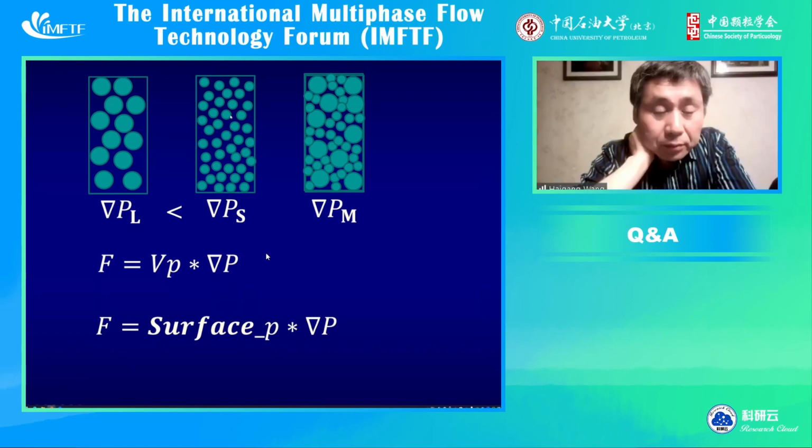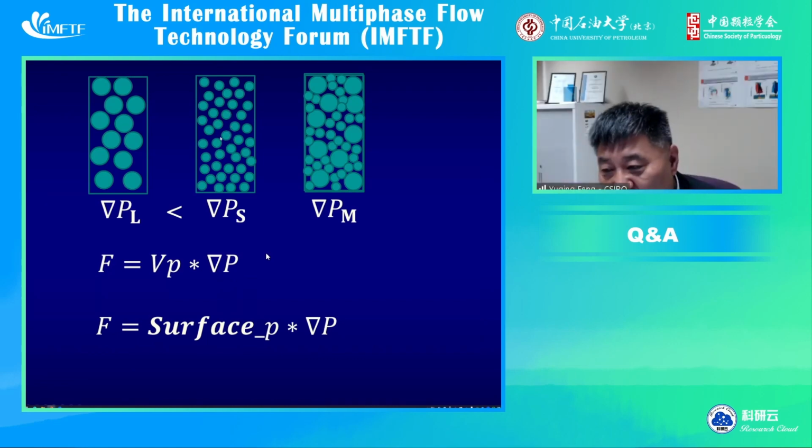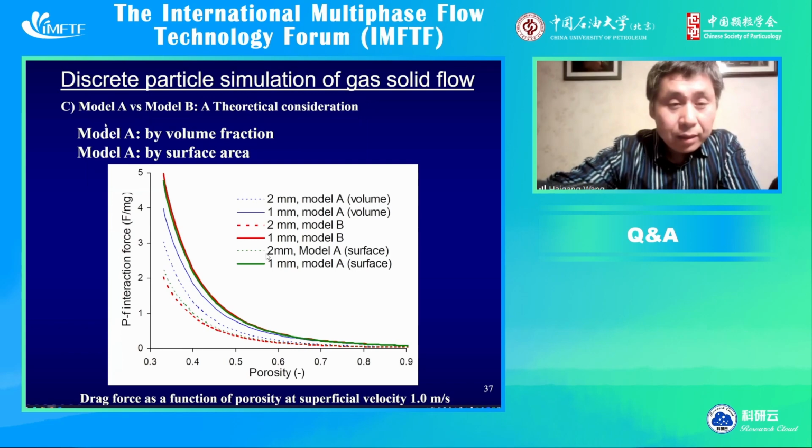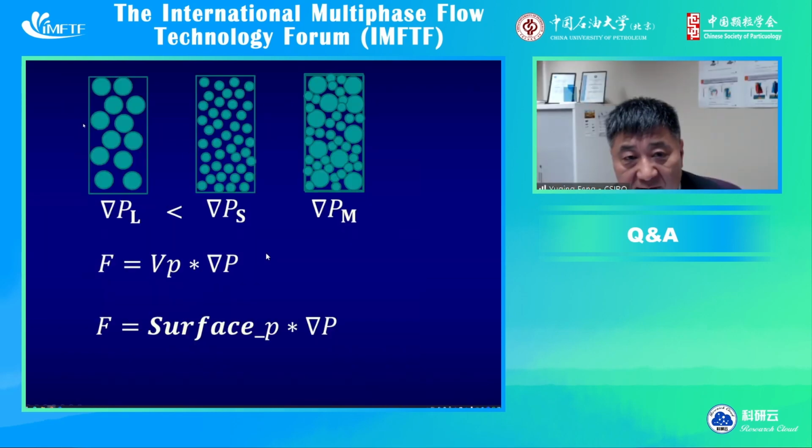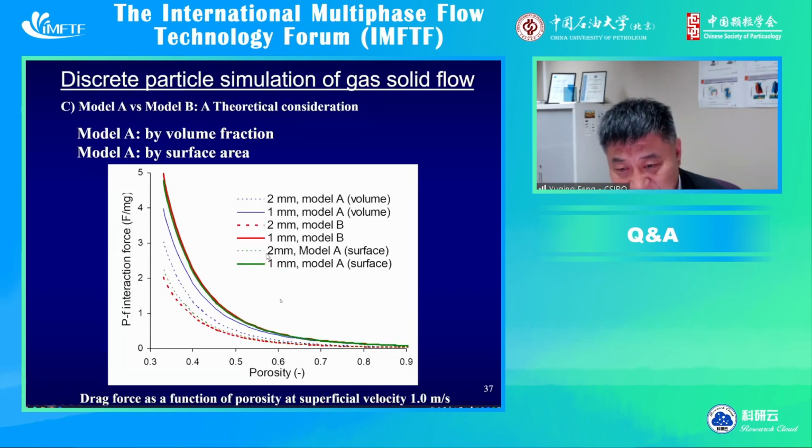So we need small particles to share more, by what? Why? Because of the drag force. Small particles get larger drag than large particles, because at the same volume fraction, they have more surface area. So we share by the surface area. Then they get the modified model A, which gets better results, close to model B and close to the experiment.